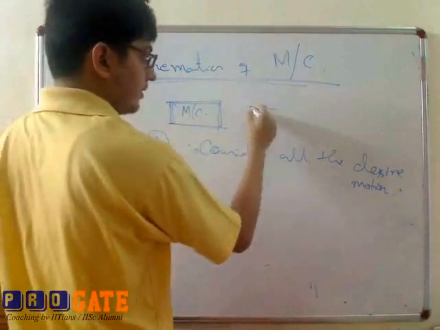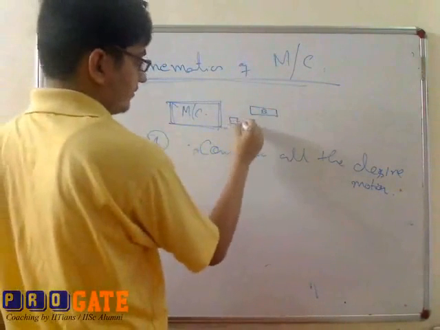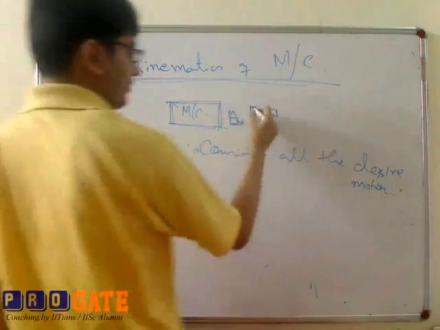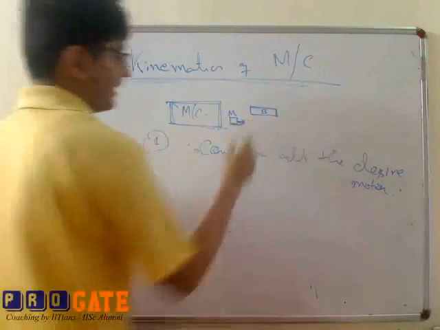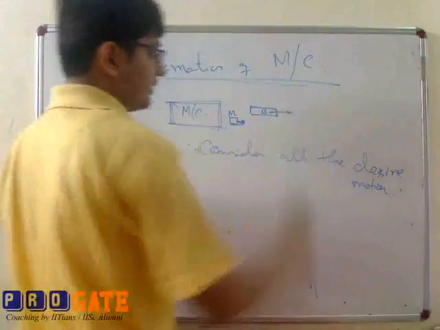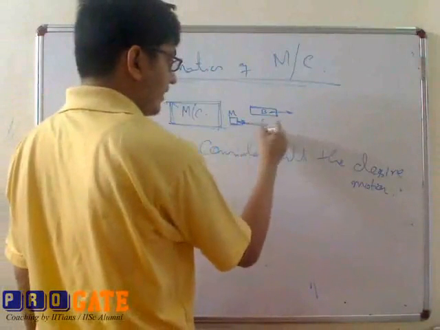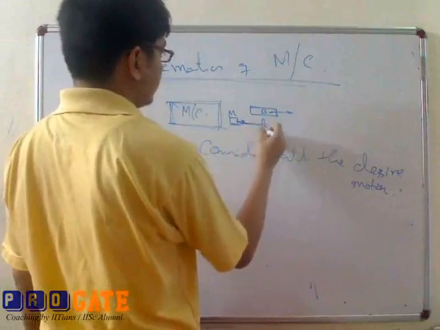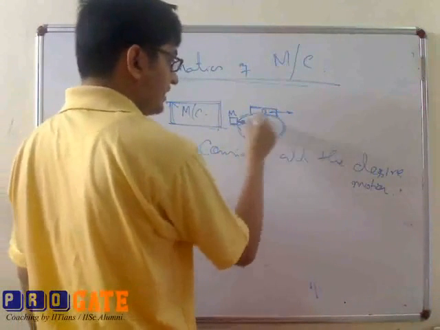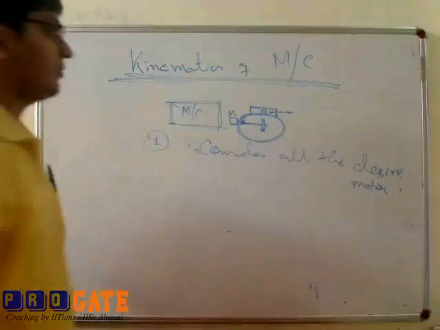Say I have this plate B and I have a motor. This is my motor M and this is my plate B. This electrical motor generates rotational motion, but I want a translational motion of this plate B. So what do I require? I require a kinematic mechanism. The design or the analysis of this part is this topic, kinematics of machine.